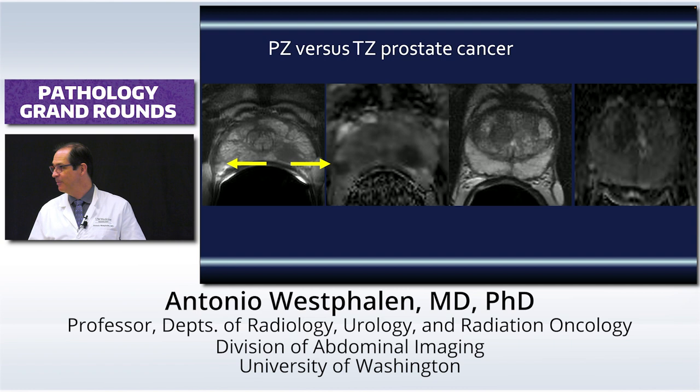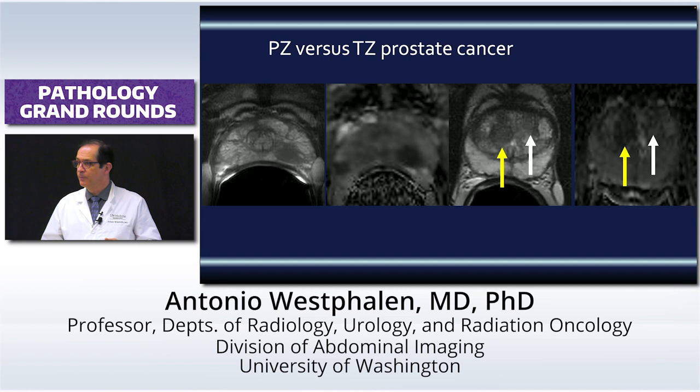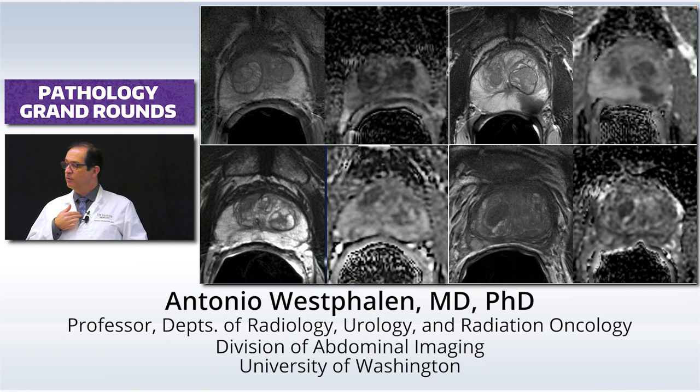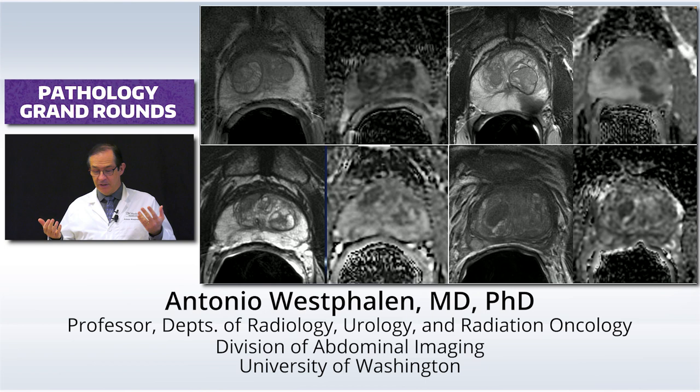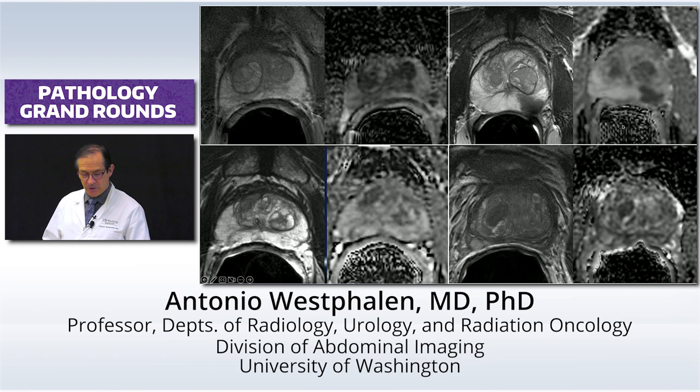Now, here is the normal and abnormal transition zone. So the yellow arrow, again, is pointing to the cancer, and the white arrow is pointing to commonly seen hyperplastic tissue. Okay, so here are four cases, and two of them have cancer, and two of them don't. And now you start looking at this. Okay, just to say, this is a tumor in the peripheral zone. Don't look at that one. No, I'm talking about the transition zone here. So two of them have cancer and two of them don't.